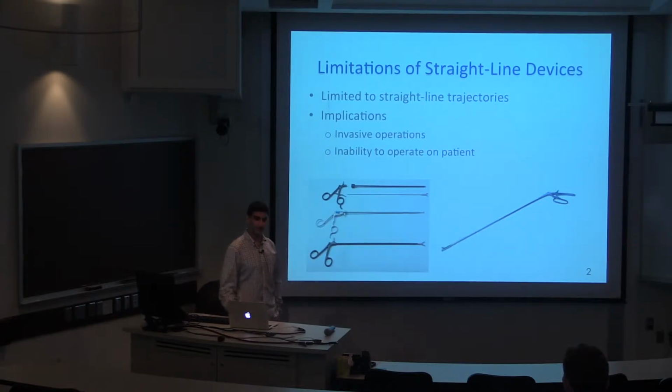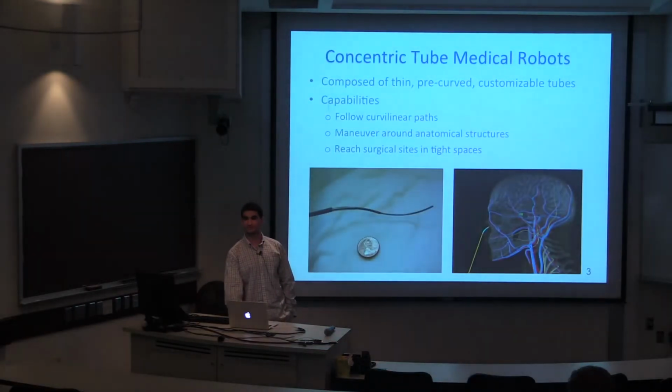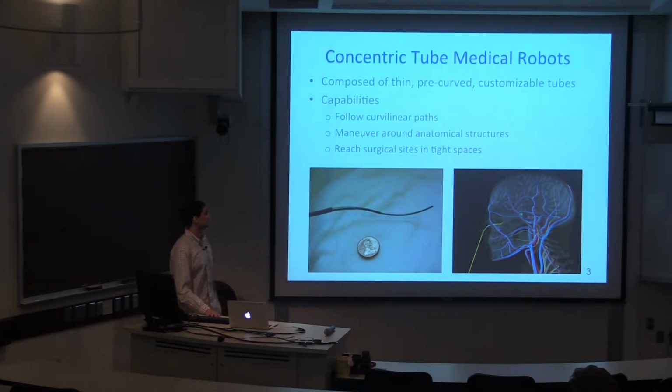For instance, for traveling to clinical sites in tight spaces, these devices cannot travel curved paths, and this may lead to invasiveness of nearby anatomical structures. In other cases, the use of these devices may render the operation inoperable, so the patient cannot be operated on given the current surgical tools. So what we really need is some tool that can curve around anatomical structures to reach targets in tight spaces. And this is exactly the premise of concentric tube medical robots, as you can see here.